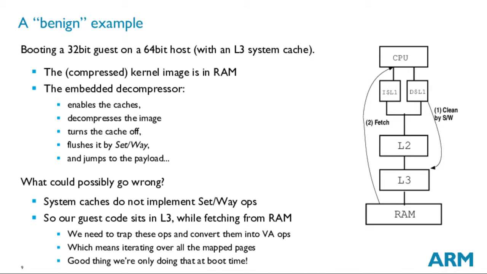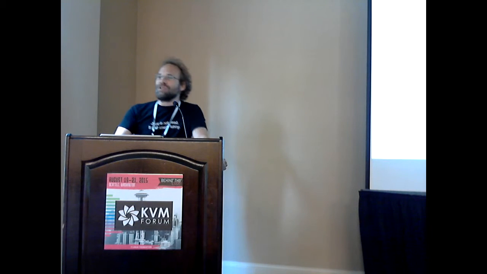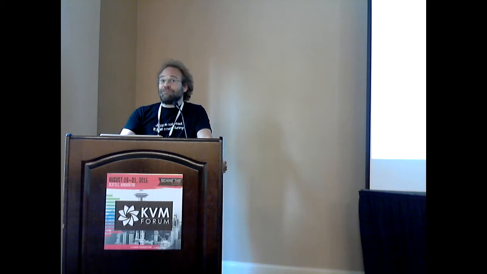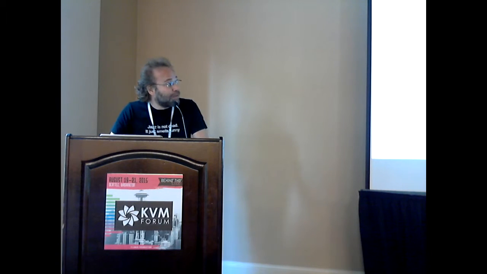Yeah, it's bad. It's really bad. So what happens here is you've cleaned by setway. If you see the first arrow on the right, you've cleaned by setway to L3. All good, it's there. But as your caches are off, when you fetch from memory, you are going to fetch from RAM. It's very unlikely that you are actually going to read what you've written. That's because flushing by setway stops really at L3 in that case.